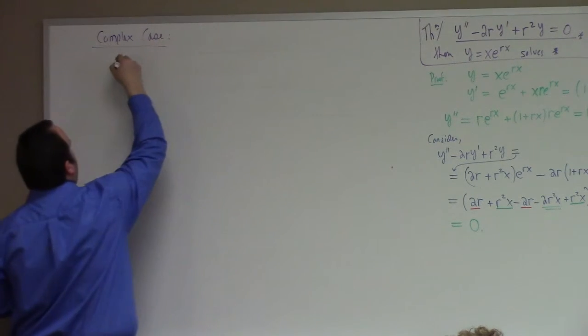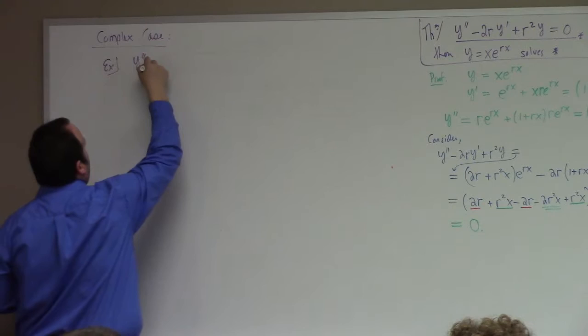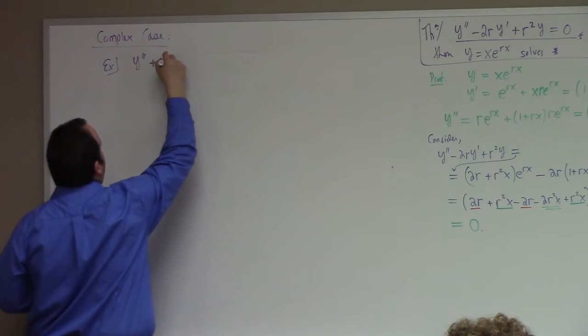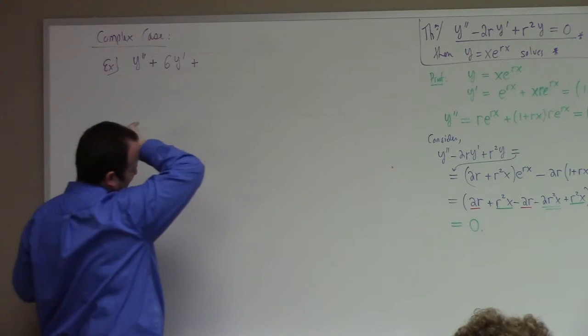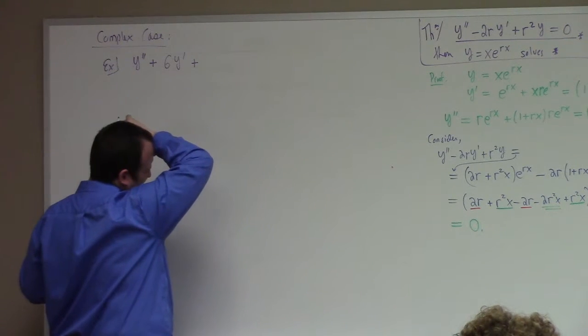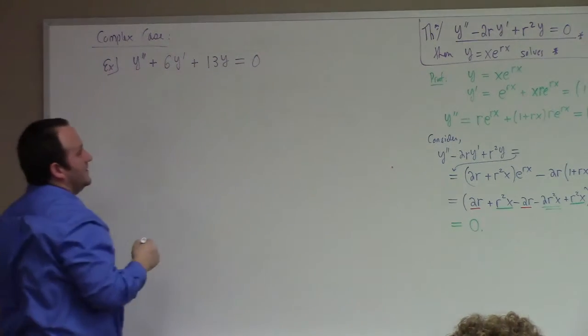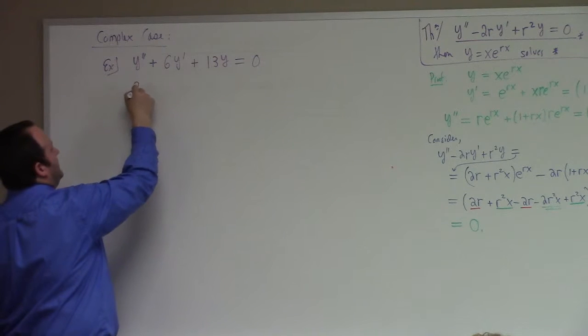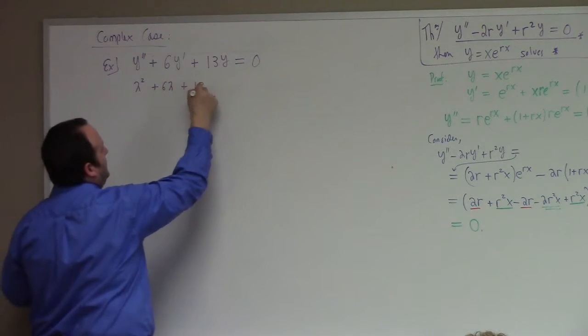So you might face something like y'' + 6y' + 13y = 0. So you calculate the characteristic equation, you get lambda squared + 6 lambda + 13 = 0.